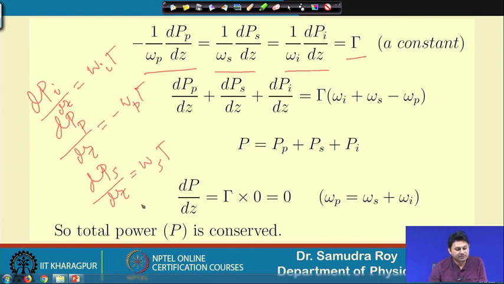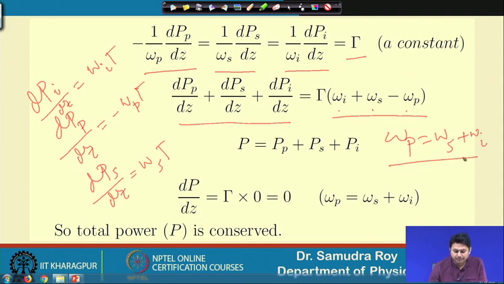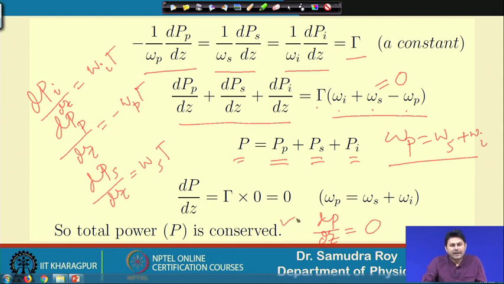Now, if I add these three things together, gamma will be common, and we can write (ω_i + ω_s − ω_p). We know that ω_p is equal to ω_s plus ω_i, which is true in all cases. So from this equation, this term is 0. So the total power, P_p plus P_s plus P_i, is nothing but dP/dz equal to gamma multiplied by this quantity, which is 0. Eventually dP/dz, where P is the total power, is 0, or the total power is conserved. So the Manley-Rowe equation is nothing but the conservation of total power or total energy.